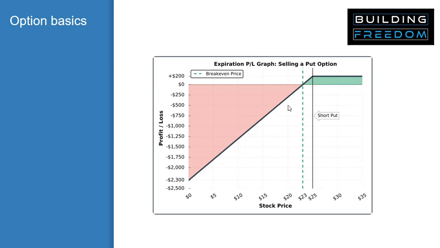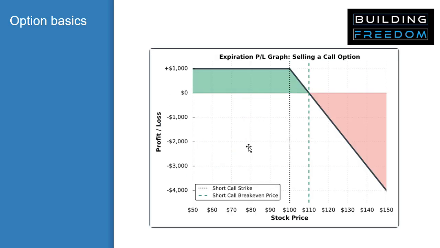And then we have the last possibility, and that is selling a call option. That is, of course, that you are betting on the stock going down. You have a fixed income here as long as it stays below here. But as soon as the stock starts to go up, then you are losing money.